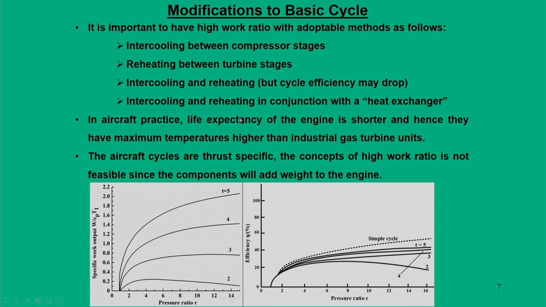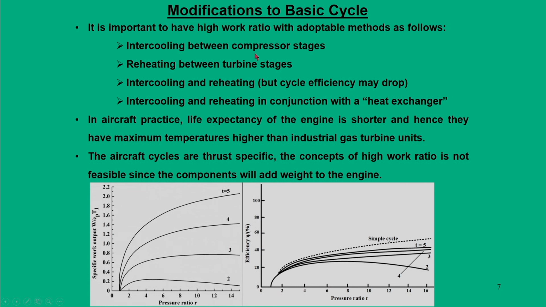Improving performance means two things. First, power output needs to be increased. Second, cycle efficiency needs to be increased. But as far as cycle efficiency is concerned, in gas turbine engines many times we are mainly concerned with work ratio, because the power output requirement is fixed by the user. Having that work ratio with us, then you have to see what cycle efficiency we are going to get. For that reason, there are some adaptable or possible methods that are introduced.